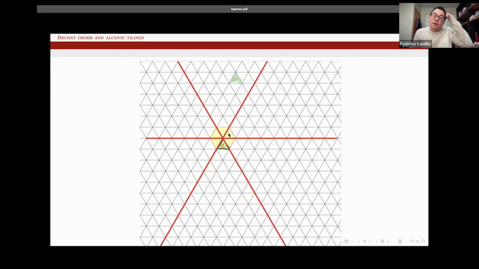Also, this group is infinite. There are infinitely many alcoves. But if I declare this to be the origin, all of the alcoves touching the origin form a finite Weyl group. And in this case, it will be the six permutations, so S3. So we can identify this with a group of permutations of three elements.